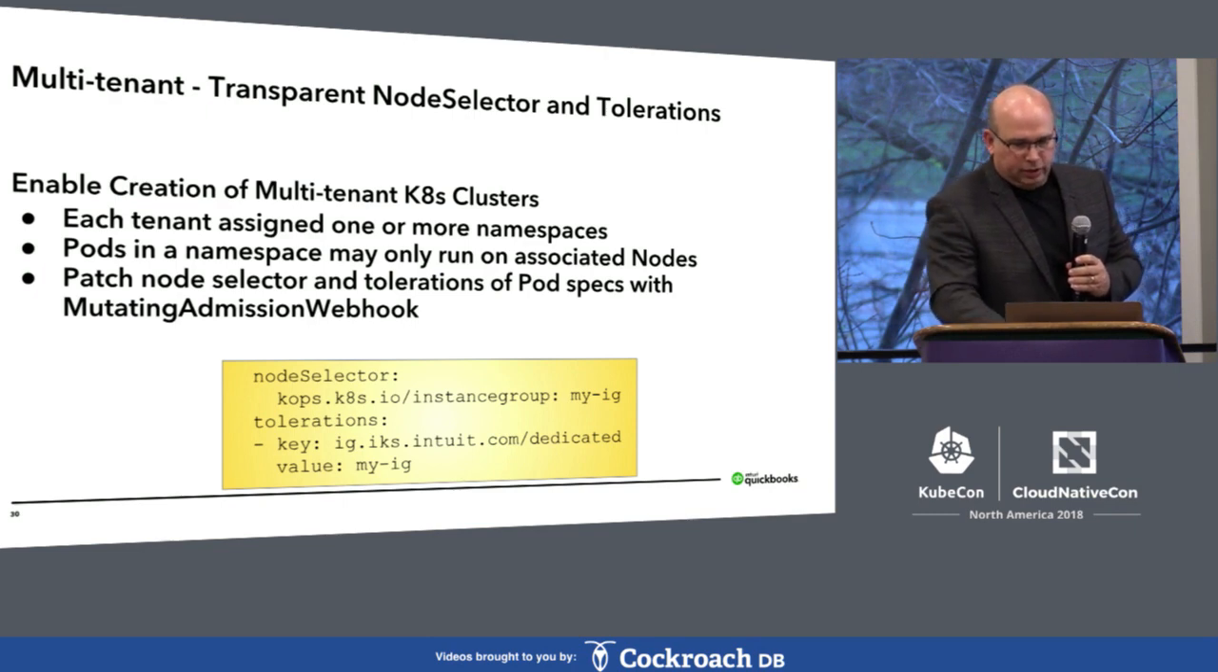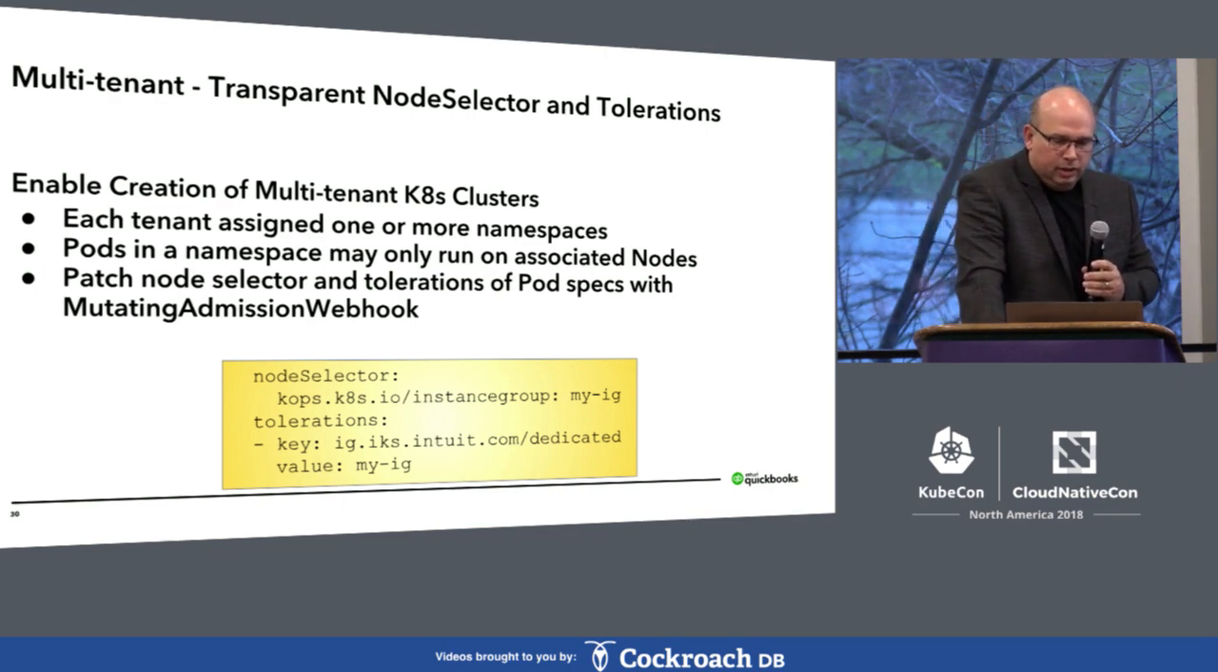And here's an example down here where it has a node selector matching the label for my IG, and then tolerations for my IG.